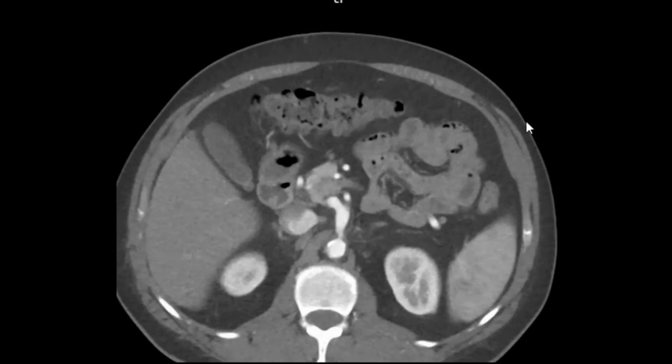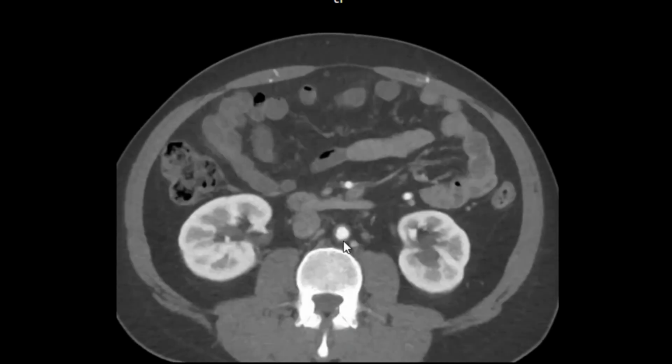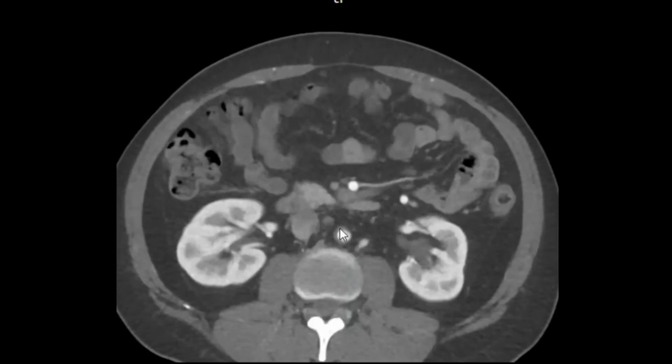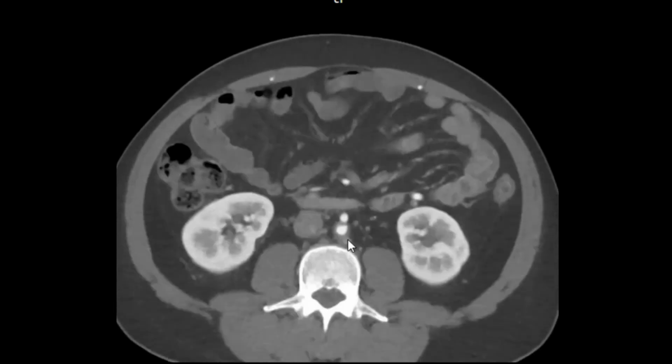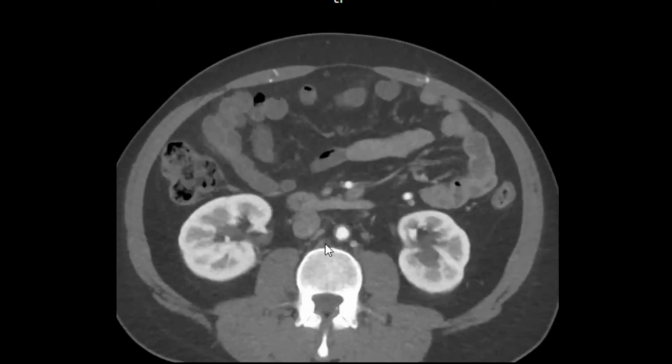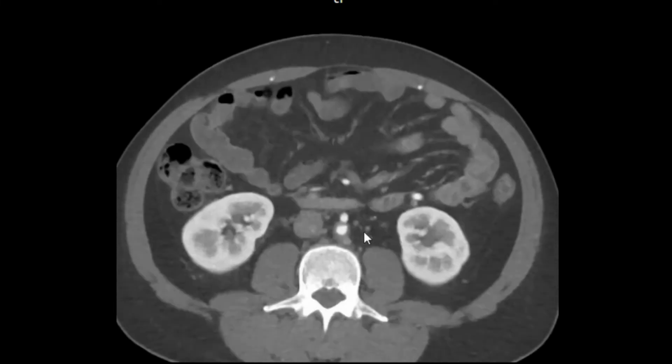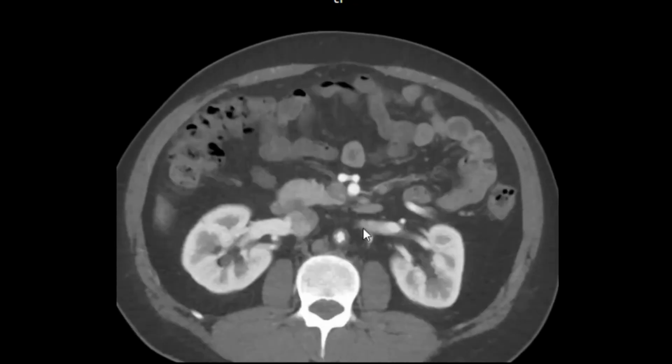Here we have some narrowing and wall thickening of the mid-abdominal aorta without any significant surrounding changes, and this was due to a vasculitis, specifically Behçet syndrome.